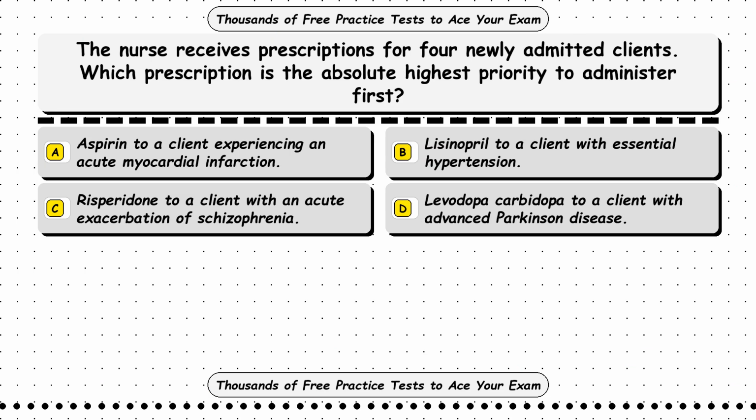Question 86. The nurse receives prescriptions for 4 newly admitted clients. Which prescription is the absolute highest priority to administer first? Option A. Aspirin to a client experiencing an acute myocardial infarction. Option B. Lisinopril to a client with essential hypertension. Option C. Risperidone to a client with an acute exacerbation of schizophrenia. Option D. Levodopa carbidopa to a client with advanced Parkinson disease.